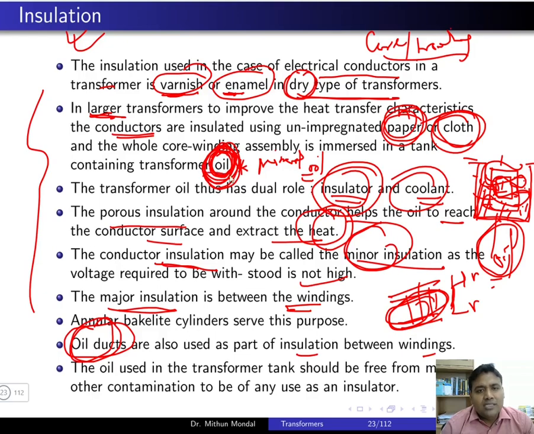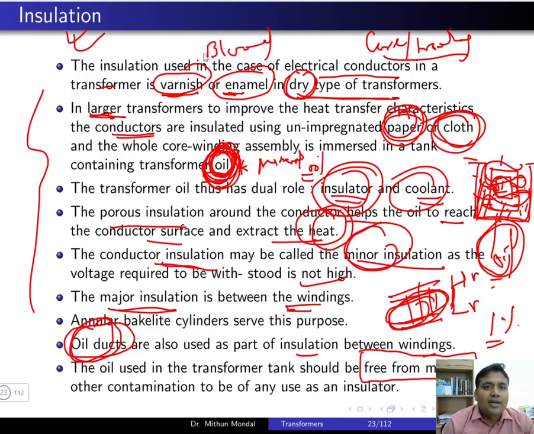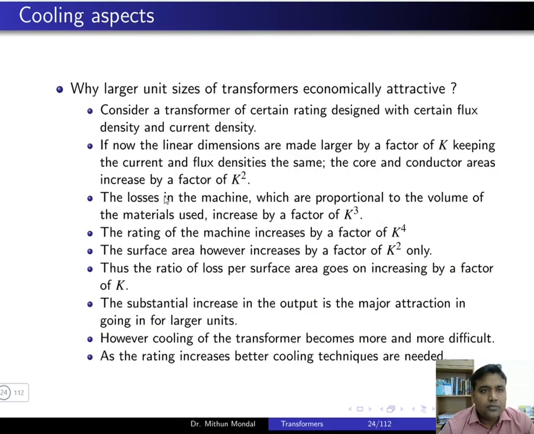But you should understand that this oil should be free from moisture. Even 1% moisture in the oil will degrade it. Generally we call transformer oil the blood of the transformer. Just as in a human you test the blood to understand the functioning of the full body, similarly, if you test the transformer oil, you can tell how the transformer is functioning.